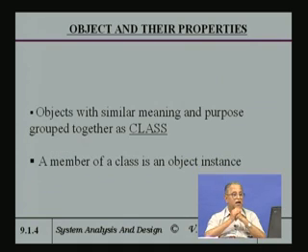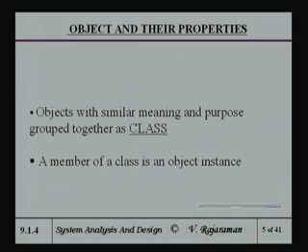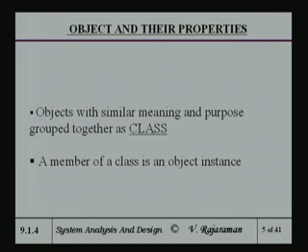Objects with similar meanings and purpose are grouped as a class. Like for instance, a student is an object. A student, for instance, is an entity, but a class of students together have similar properties. Students are a class, and so it's called a class. Objects with similar meanings and purpose are grouped together and are called a class. A member of a class is an object instance.